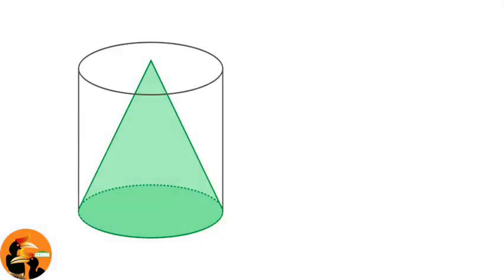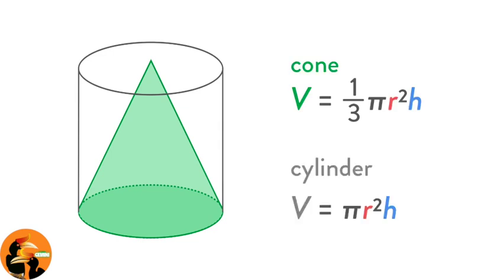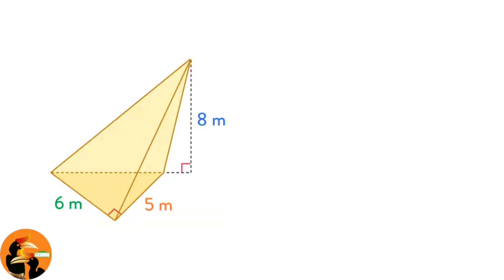And let's draw a cylinder with the same base and height. The volume of a cone is 1/3 pi r squared h, and the volume of a cylinder is pi r squared h. It would take 3 cones of this size to take up the same amount of space as this cylinder. Now let's find the volume of one more shape.